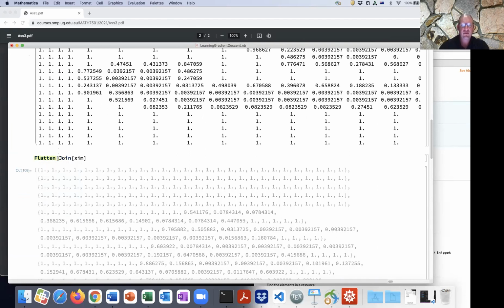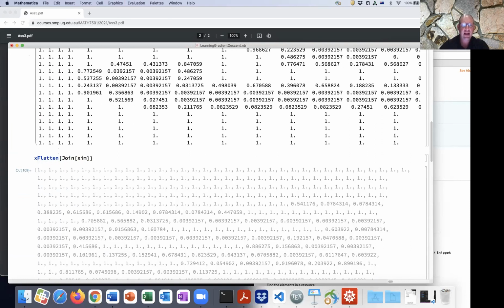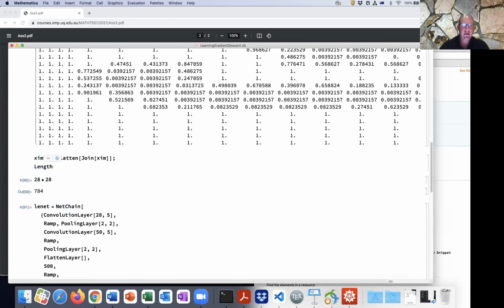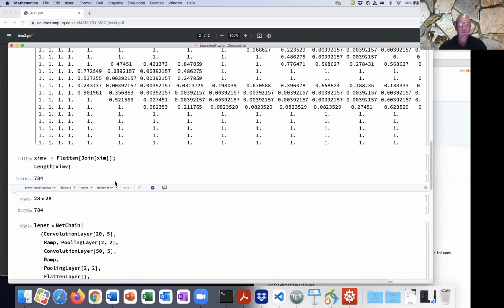And this is what you'd call the vectorizer matrix function typically. So let's call it xmv, like xim vector. So this should be a vector of 784. Of length 784.